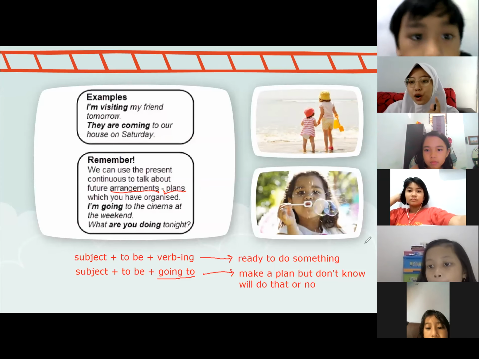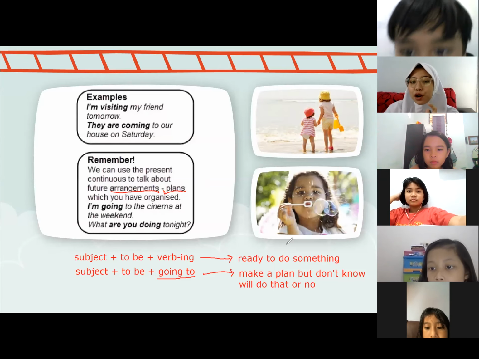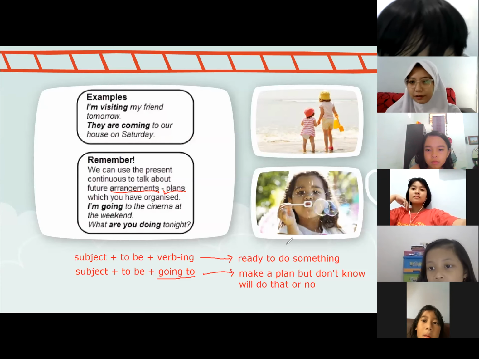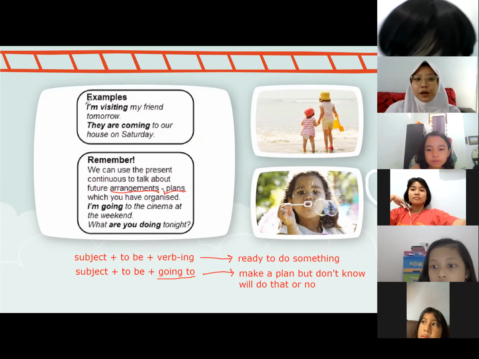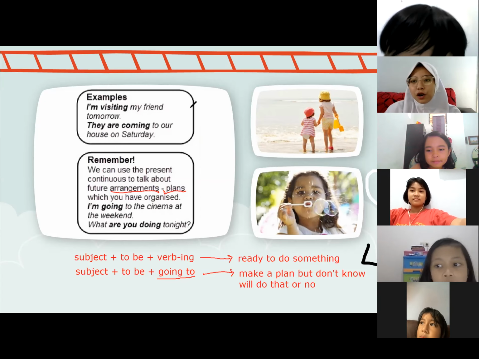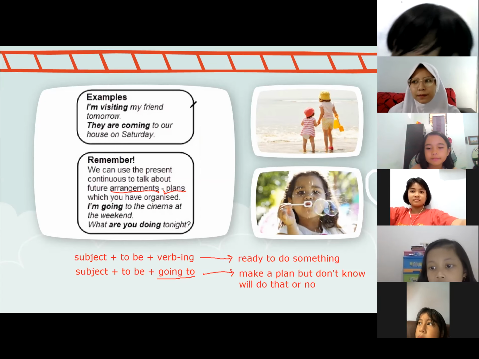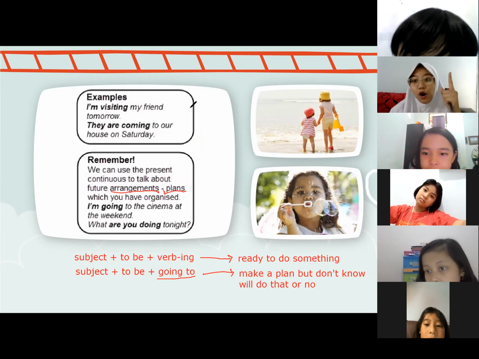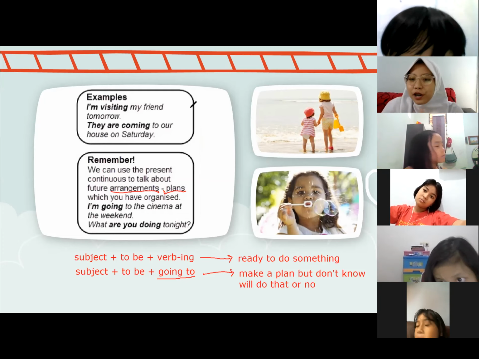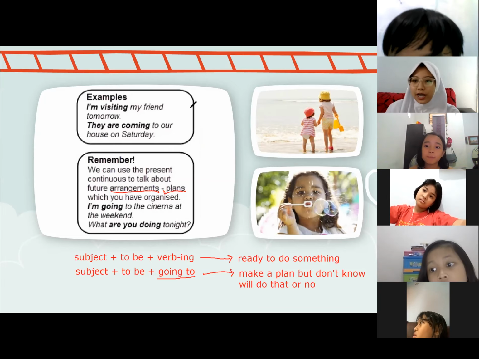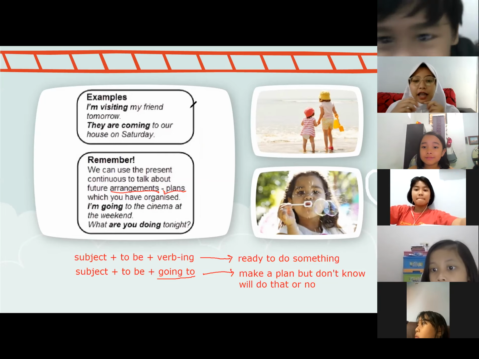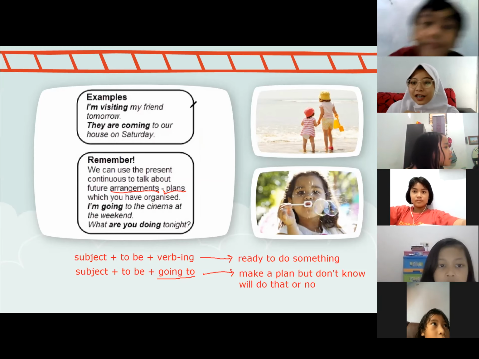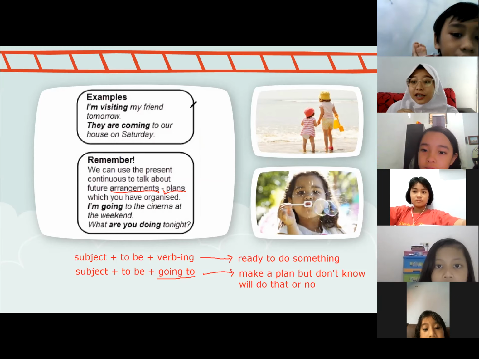But if you know that you will do that, okay, I believe I will do that. For example, I am going outside with my friends tonight. Oh, you prepare yourself, you will go tonight. That is the differences, guys. Do you understand? Yes.